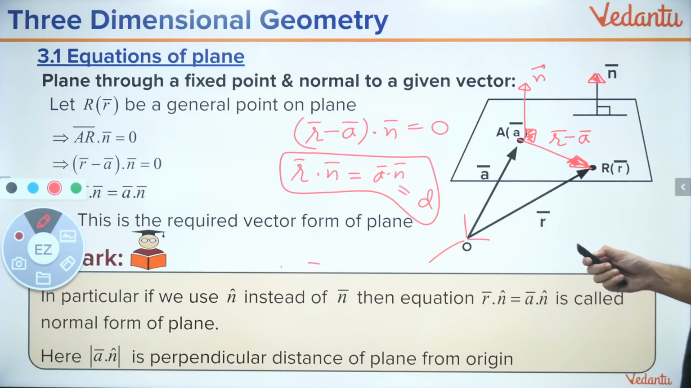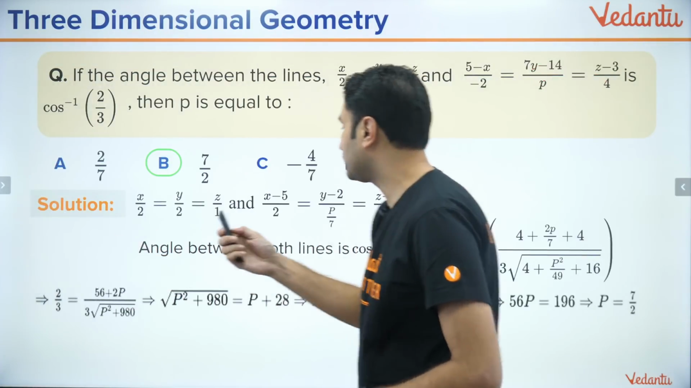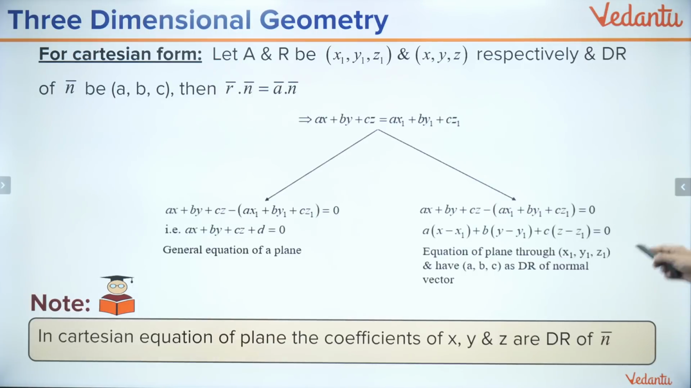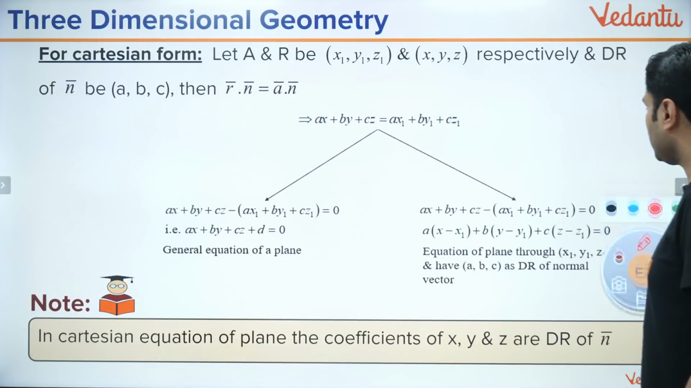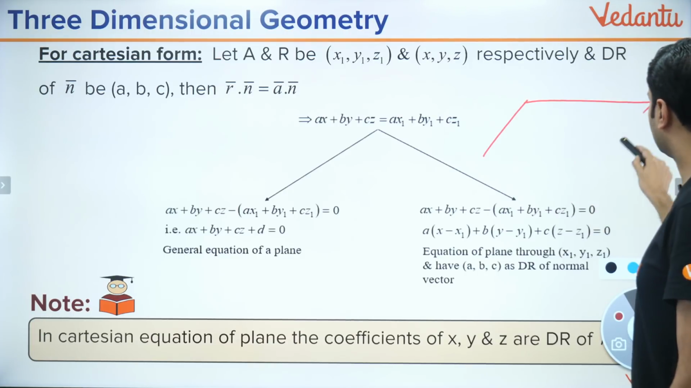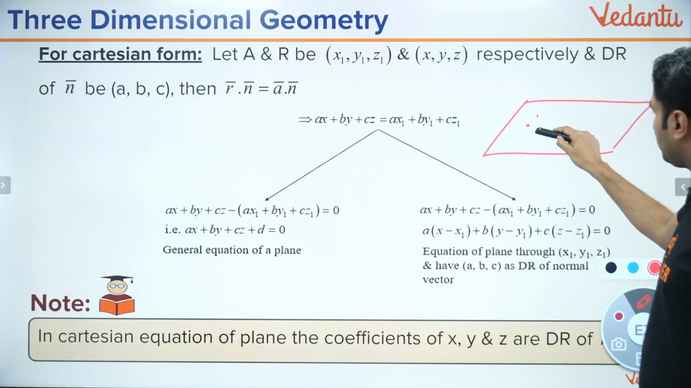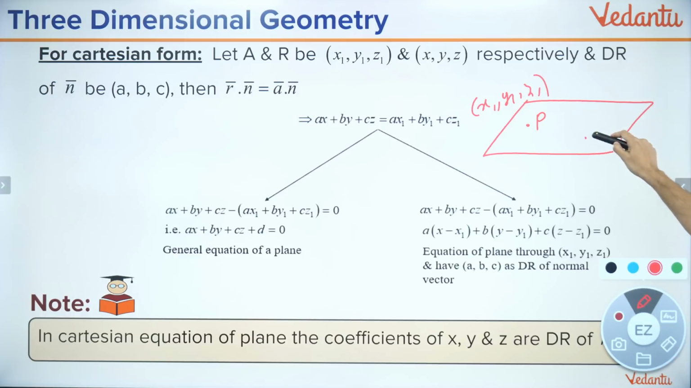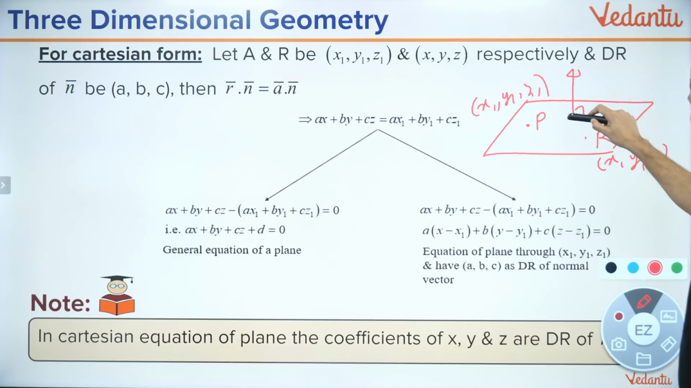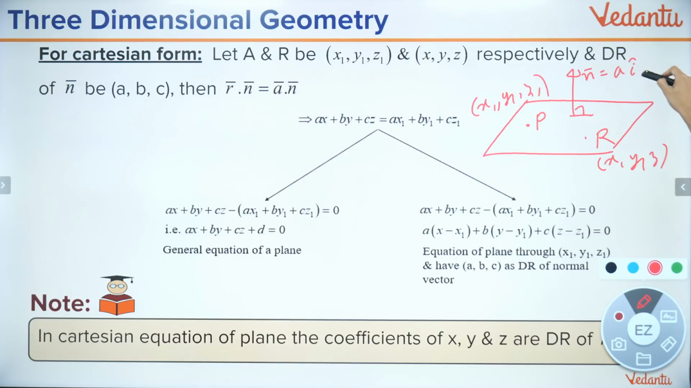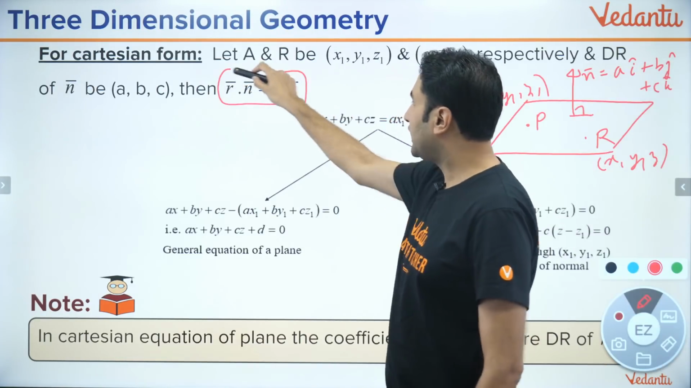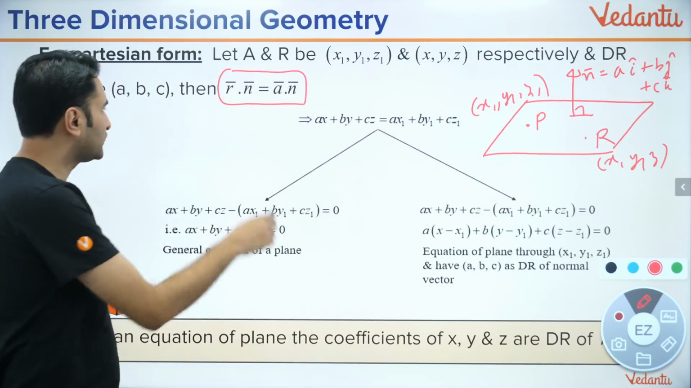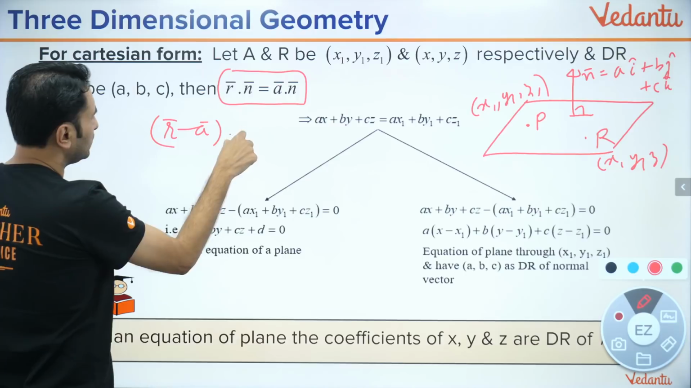Now let us move ahead and see this in the Cartesian form. In the Cartesian form, children, what will happen? Let us see. If you do the same thing, if the point P was x1, y1, z1, if the point R was x, y, z, and if the normal was AI plus BJ plus CK, if you do the same thing, which is this, R dot n is equal to A dot n, or R minus A dot n equal to 0.